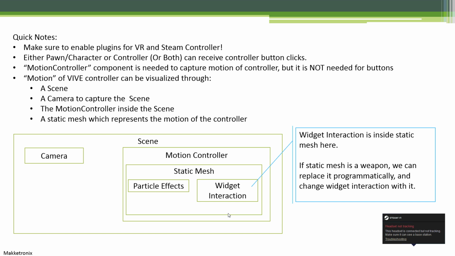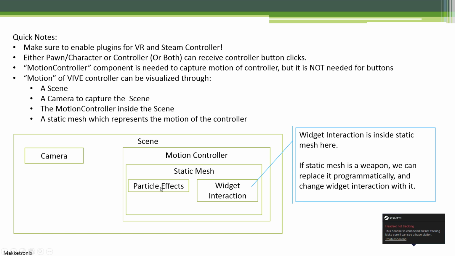The motion of the controller can be visualized through several components. You see this box here? What you need is a scene, and in the scene you need the camera for the scene, and you need a motion controller. This motion controller will receive your input, and if you put a static mesh inside the controller, then as you move your controller, you will see the static mesh moving along with it in location and rotation.